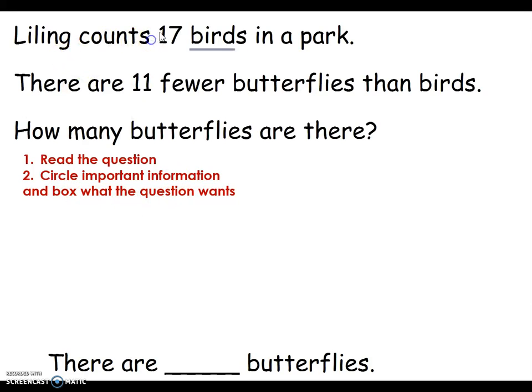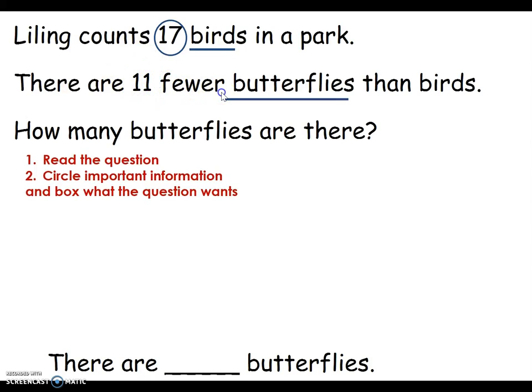So we know that there are birds in a park. How many birds are there? 17. Very good. We also know that there are also butterflies in the park. Is it 11 butterflies? Read the question carefully. No, it's not 11 butterflies. It's actually 11 fewer. So I cannot circle 11 because it's not 11 butterflies. I need to circle 11 fewer, to tell me that it's actually 11 fewer butterflies. And the question wants me to find how many butterflies there are.